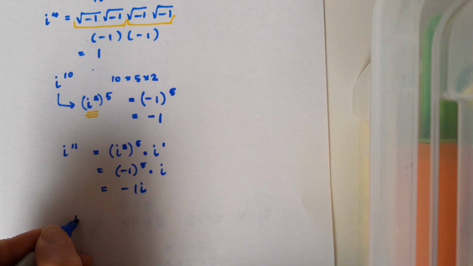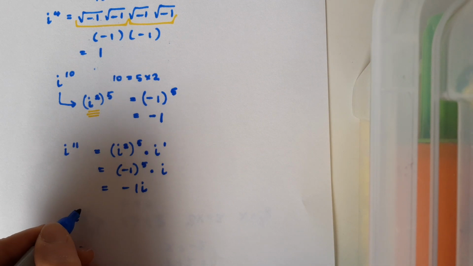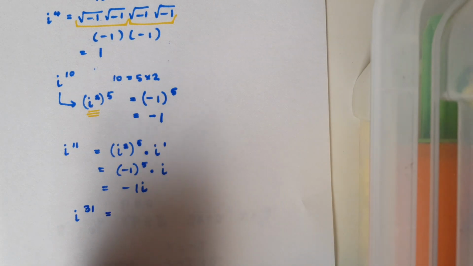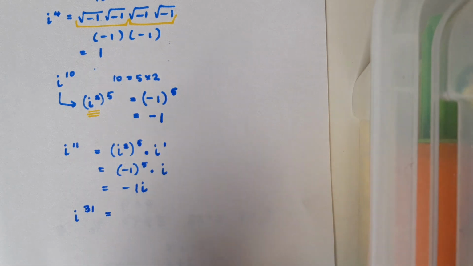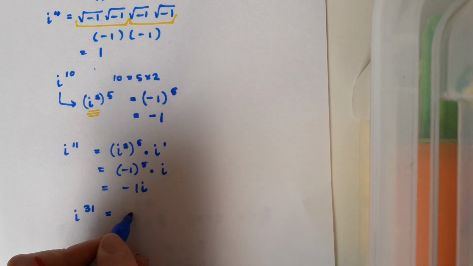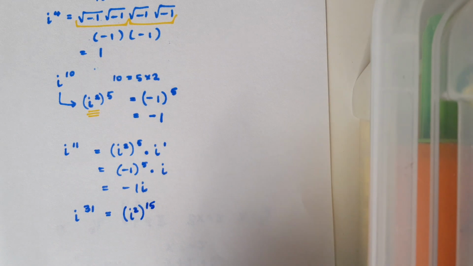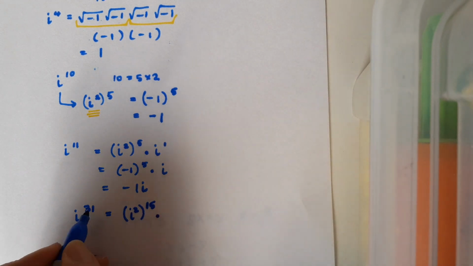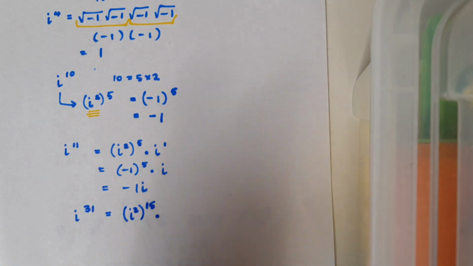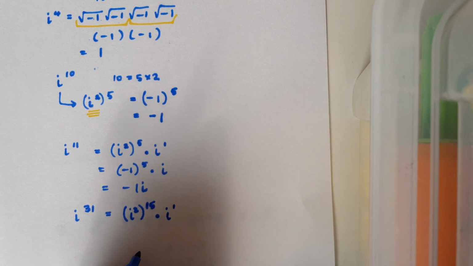I'll do one more example of this. Let's say, for example, I had i to the power of 31. Okay, so in this scenario, I want to think about how many pairs, how many 2's I have in 31. So I've got 15 pairs. So that's going to be i squared to the power of 15. That's my 15 pairs. That's 30 of my i's taken care of. And then I've got, of course, that other 1 i. So multiply by i to the power of 1.